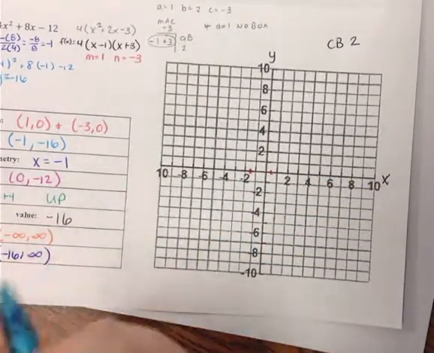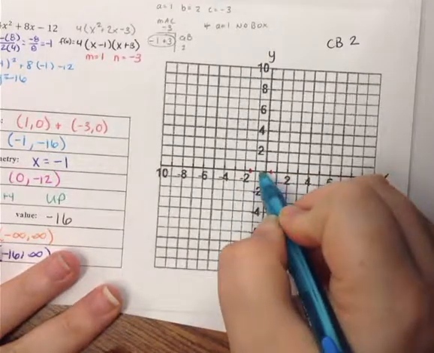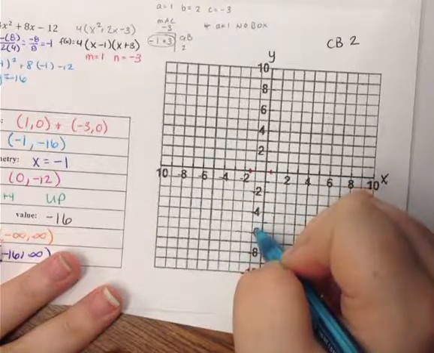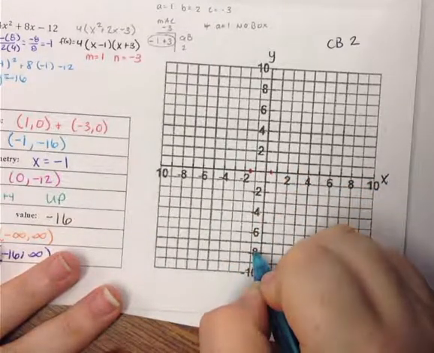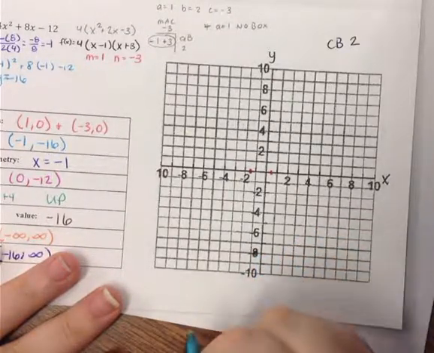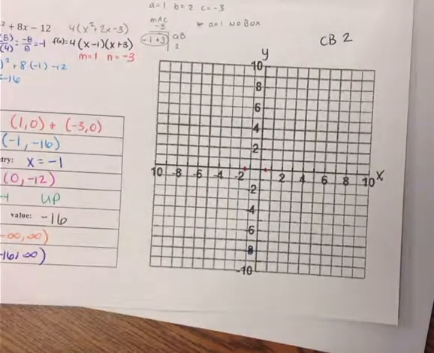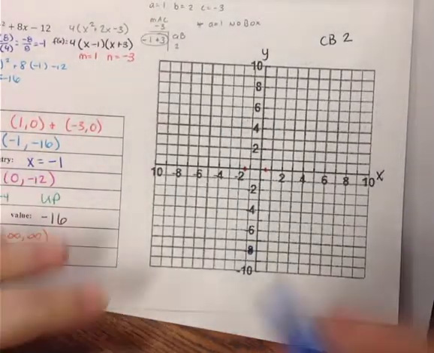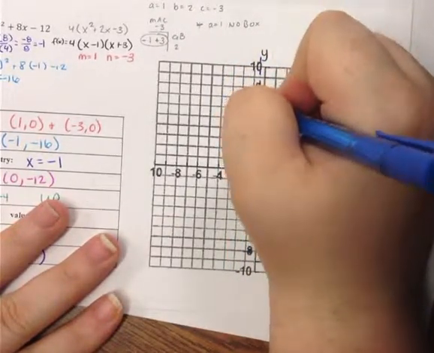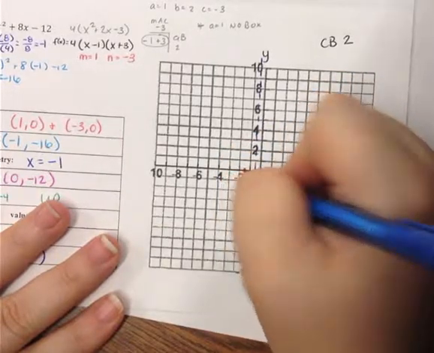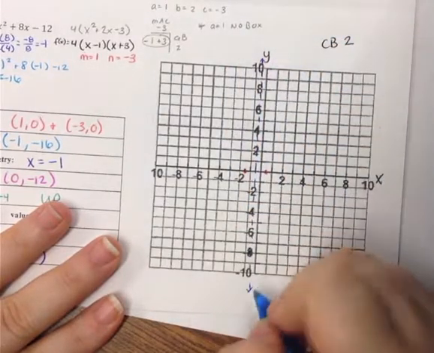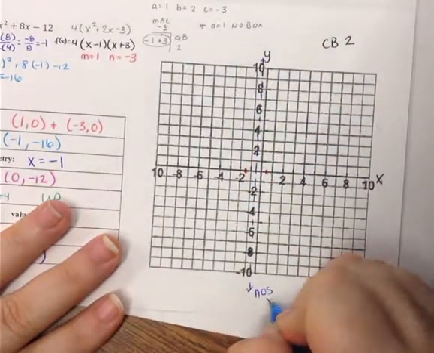Our vertex is at negative 1, negative 16. So negative 1, and then negative 2, 4, 6, 8, 10, 12, 14, 16. It's right here, like in the middle of that negative 8. I'm going to put that coordinate right there. A little hard to see. I'm going to go ahead and put in the axis of symmetry. It's going through that negative 1, that x equals negative 1. It's going to go through that vertex. So we have AOS, x equals negative 1.